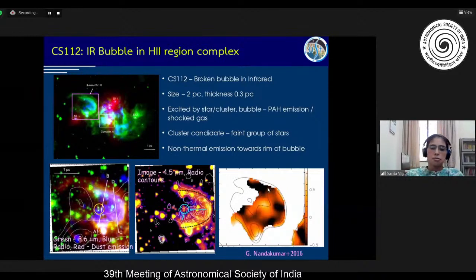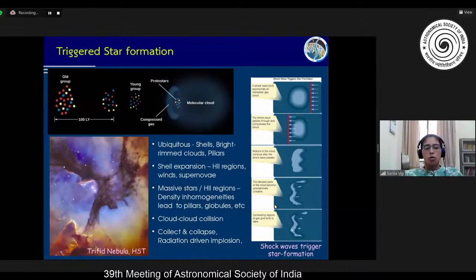This is a very interesting observation because it would tell us that particles can get accelerated in the shock fronts across these bubbles. Now, the effect of these processes on star formation can be positive or negative. That means the star formation process could be destroyed because the molecular cloud is dissipated, or it could be positive in the sense that it could further trigger star formation.